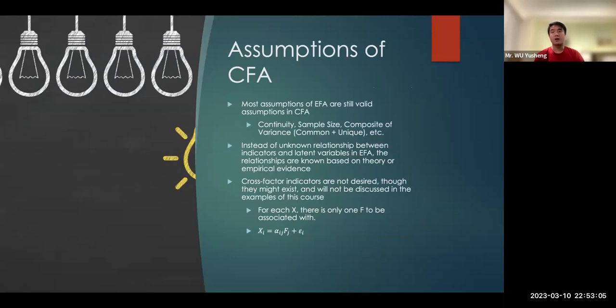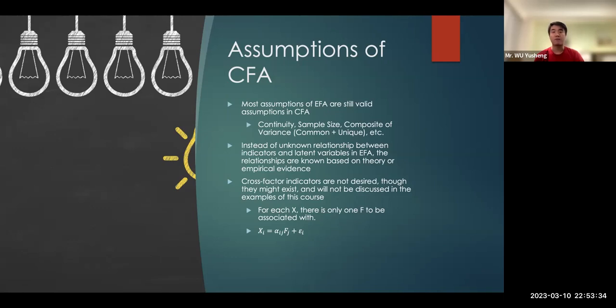The assumptions of CFA are quite similar to the assumptions of EFA. For example, the continuity of variables, sufficient sample size, and the composite of variance, which means each variable has a variance shared with other variables, which will reflect latent variables, and they also have the variance of themselves. So that's the assumption. But there is still some difference between CFA and EFA.